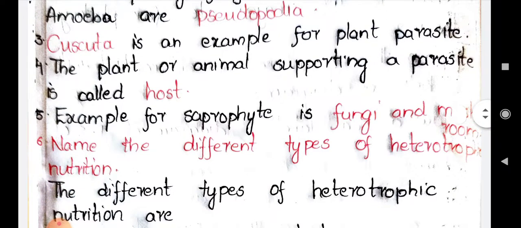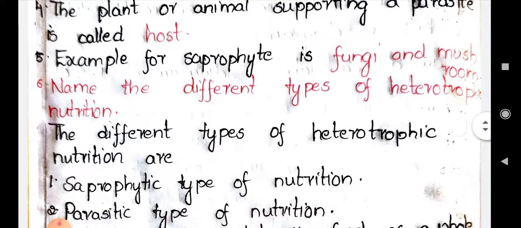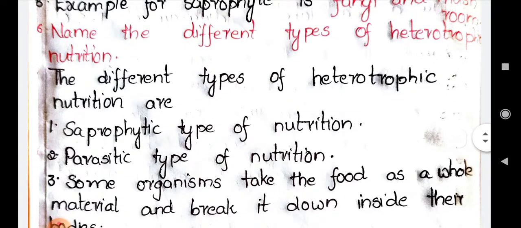Name the different types of heterotrophic nutrition. Here you have to write down the different types of heterotrophic nutrition which are covered in your syllabus only. The first one is the saprophytic type of nutrition. What is the saprophytic type of nutrition? It means they depend upon dead and decaying matter. As they do not have chlorophyll, they cannot synthesize their own food material, so they have to depend upon someone else. Heterotrophic nutrition means that only.